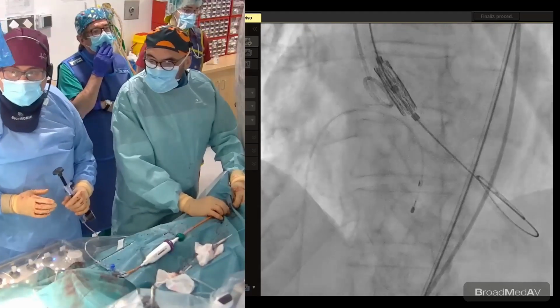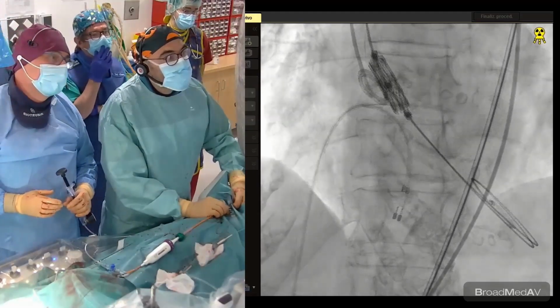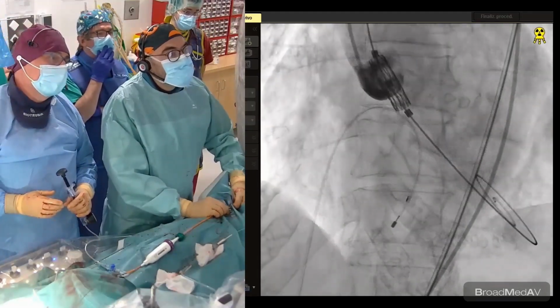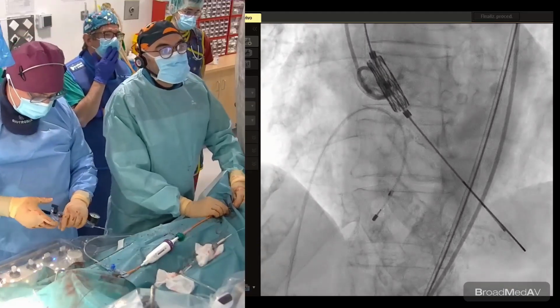Vale, estamos listos. Yo creo que vamos a hacer un cine, por favor. I think this is a good position.